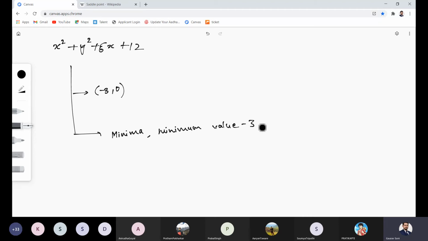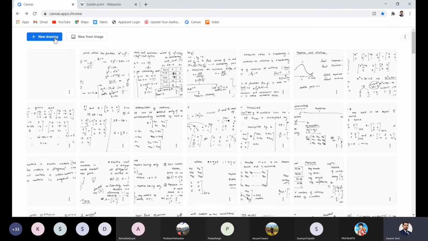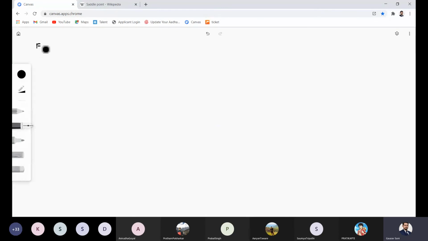Fine. So let's make it a bit more difficult now. This is the last example over here. Discuss the maxima and minima of x cubed y square times 1 minus x minus y.